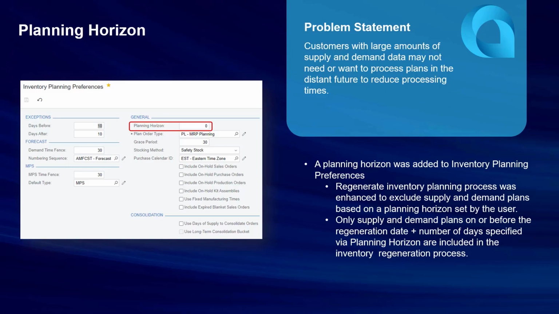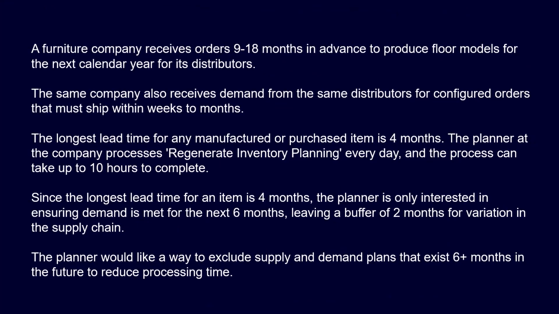For example, a furniture company receives demand 9 to 18 months in advance to produce floor models for the next calendar year for its distributors. The same company also receives demand from the same distributors for configured orders that must ship within weeks to months. The longest lead time for any manufactured or purchased item is 4 months.